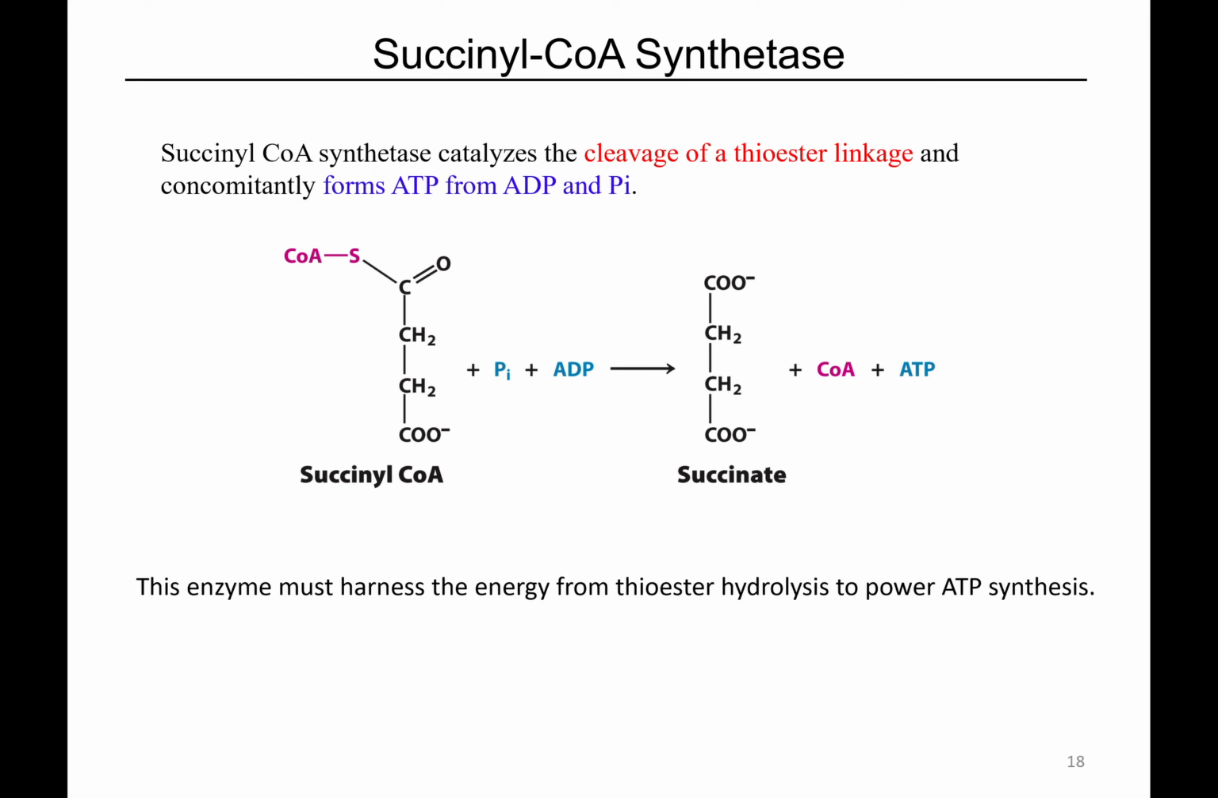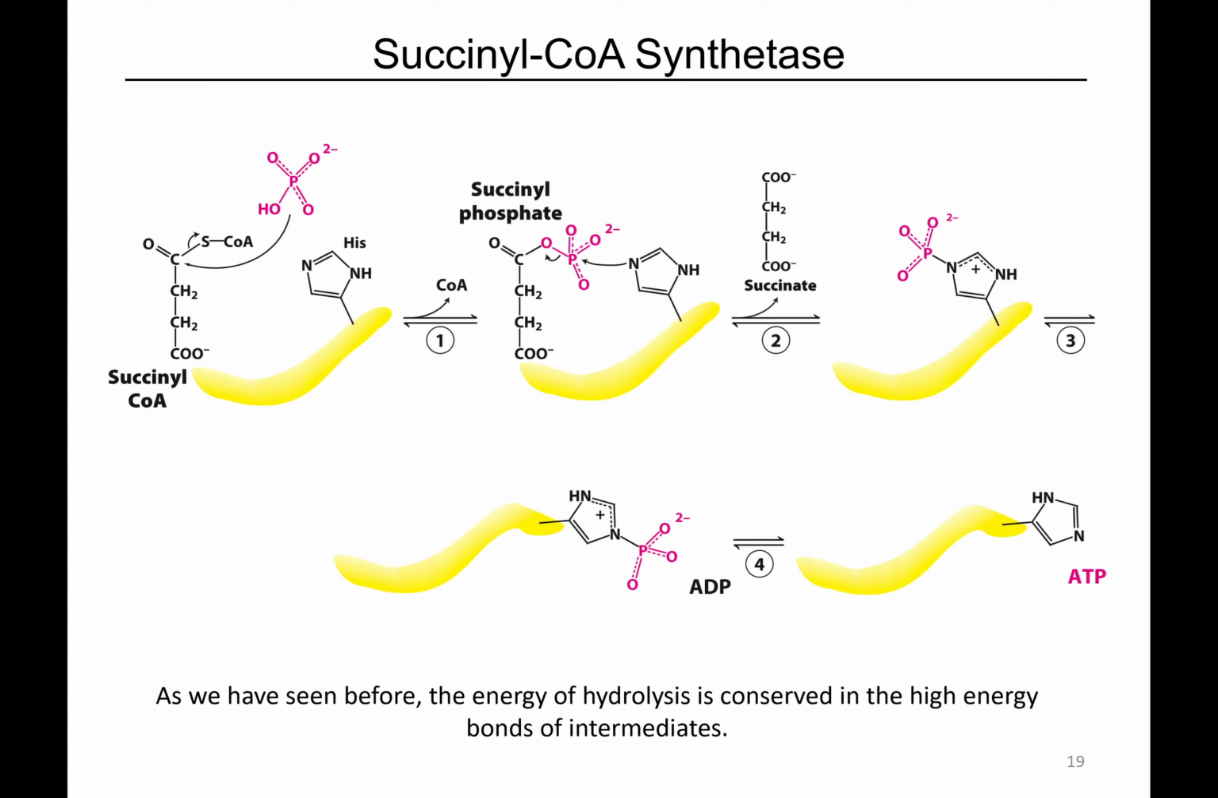So inorganic phosphate attacks, we break the thioester bond, we make an intermediate where we have this succinyl phosphate. And then that can ultimately be used to make ATP. But there is actually an intermediate step. Okay, so the chemistry here, we have our inorganic phosphate serving as the nucleophile, attacking and breaking the thioester bond. That gives us this succinyl phosphate intermediate. Okay, the unexpected next step is actually transferring the phosphate off of succinate onto this histidine in the active site. So we make a phosphohistidine intermediate.